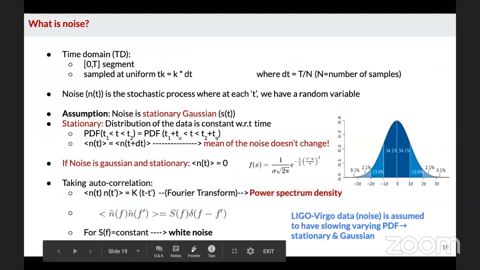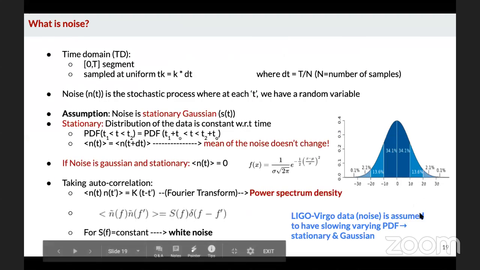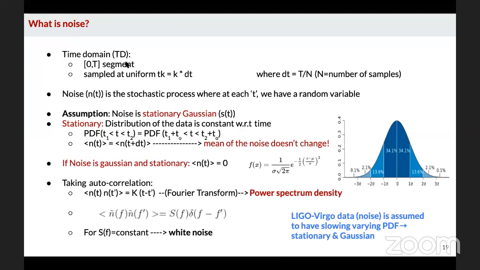Before understanding how we detect a gravitational wave signal, let's try to understand what noise is. Let's consider time domain data, a time series from 0 to t.